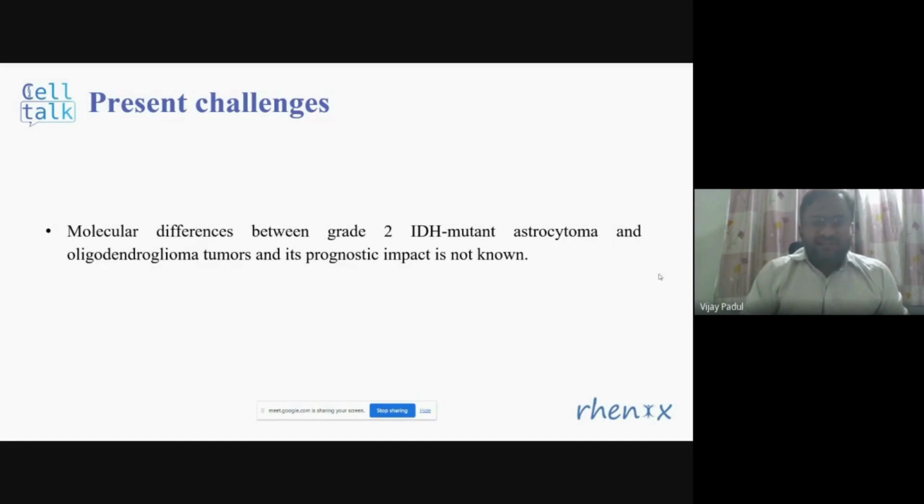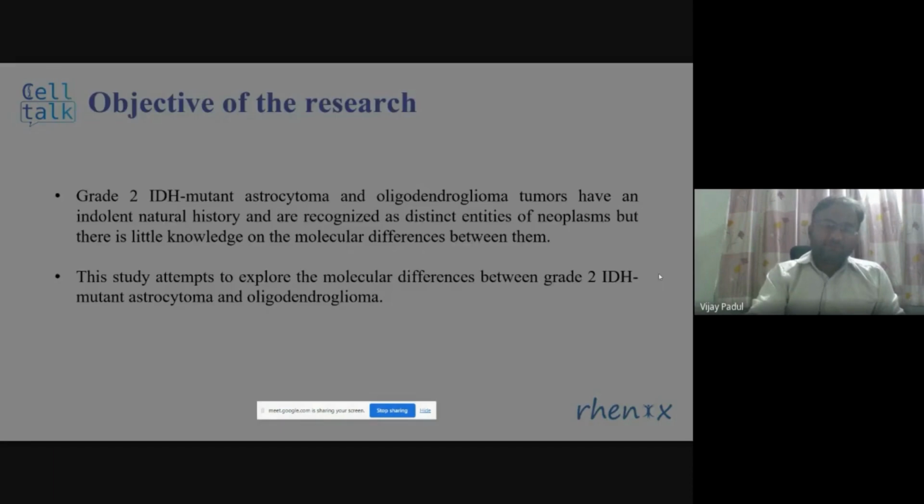Now, the present challenge leading to this research is that the molecular differences between grade 2 IDH mutant astrocytoma and oligodendroglioma histological subtypes are not known. And here the authors are attempting to identify that.